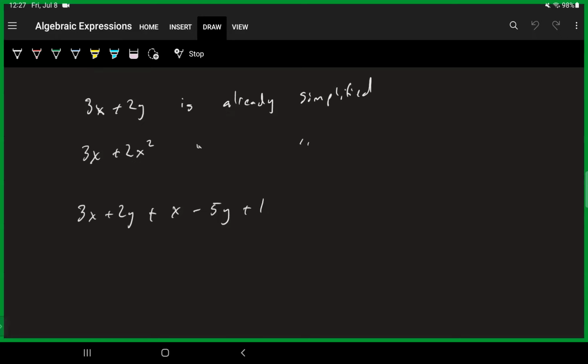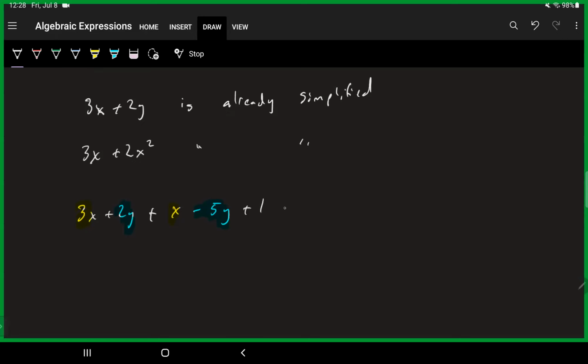If I want to combine my like terms, first let's identify like terms. So the 3x and the x are like terms because they have the same base and the same exponent. The 2y, and this is really going to be a negative 5y, I'll talk about that in a second, those are like terms. And so what I want to do is use the commutative law of addition to be able to get things next to each other that are common. So the x is next to each other, the y is next to each other. You notice I didn't highlight the 1. Well, it's kind of by itself. It doesn't have anything in common. There's no other constant terms.